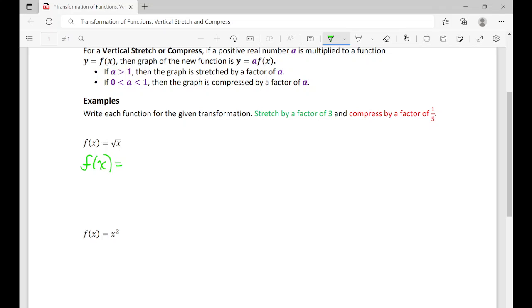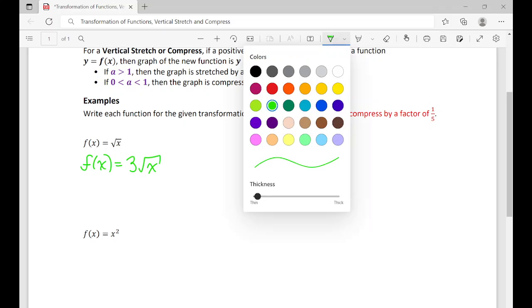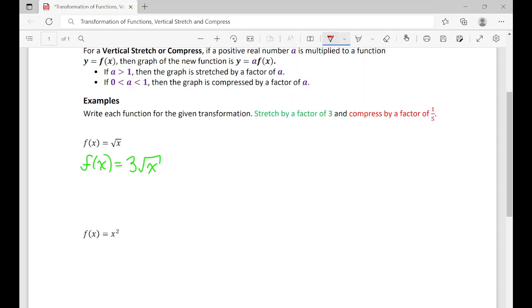we are going to stretch it by a factor of 3. So all we're going to do is multiply the front of the function by 3. So it's going to be 3 times the square root of x. And that's all there is to that. Now if we're compressing by a factor of 1/5, that means all we're going to do is multiply the front of the function by 1/5. So 1/5 square root of x. And that's how you would write out a vertical stretch or vertical compress.